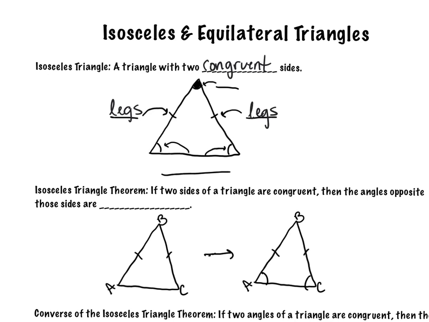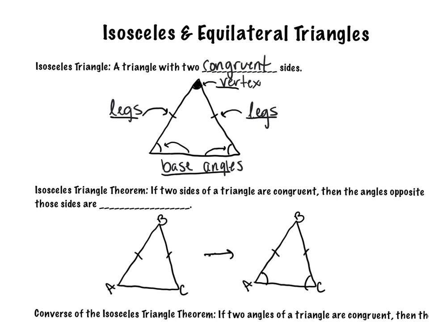is that shaded one? It's the vertex. We call that one the vertex angle. And then the bottom two, the two congruent angles we'll talk about, are the base angles. All right, so that's kind of what we refer to each one of those things as.